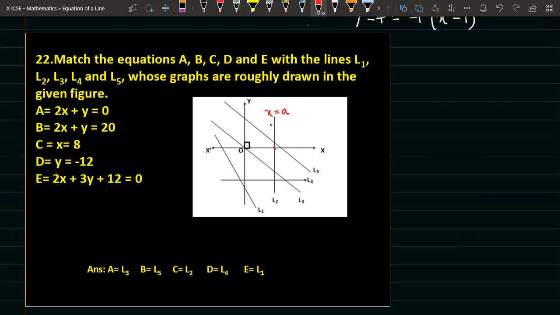ये तुमने पढ़ा था क्लास 9th में. The line which is perpendicular to x axis has always equation of the form x is equal to a. तो ये फॉर्म में यहाँ पे कौन सा इक्वेशन दिख रहा है? C, x is equal to 8. तो ये क्या है? L2. C क्या है? L2. दूसरी लाइन मुझे दिख रही है L4.